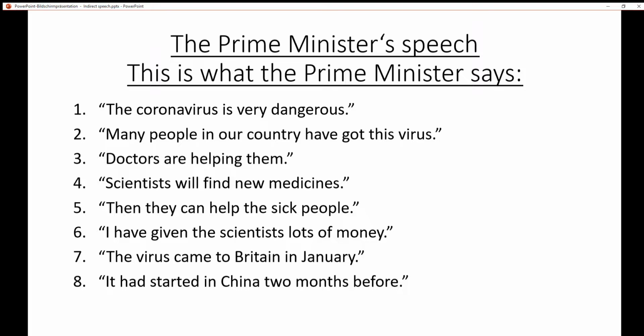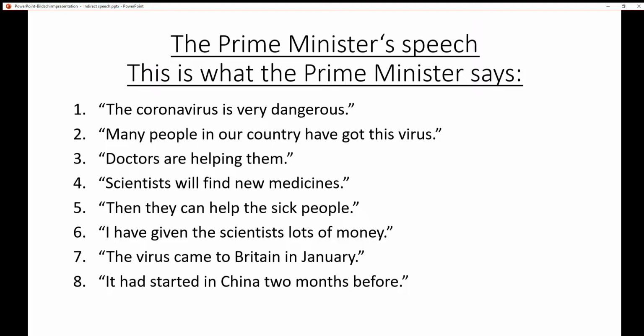Number six, I have given the scientists lots of money. Number seven, the virus came to Britain in January. Number eight, it had started in China 2 months before. So this is what the Prime Minister actually says in his speech.